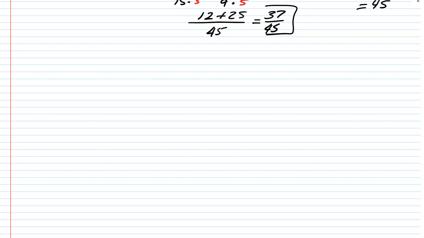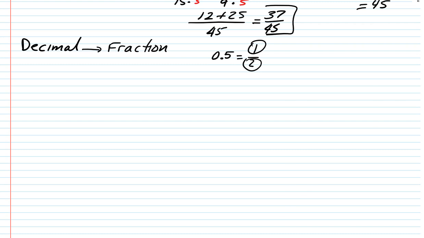Now let's take a look next at the relationship between decimals and fractions. So in this particular instance, I want to go from, let's say, a decimal to a fraction. Remember, decimals are another way to represent part of a whole. So if I look at, for instance, 0.5, that decimal represents 1/2. So it's 1 part out of 2 parts. So that's a portion of the whole.